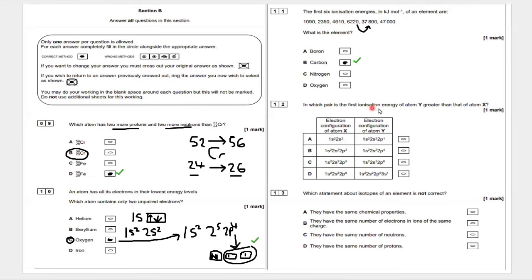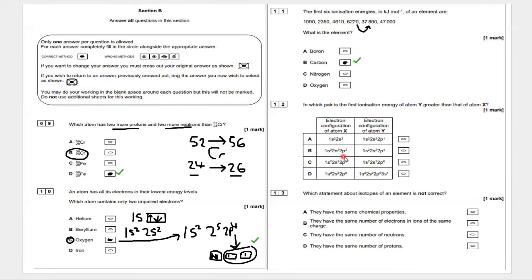12. In which pair is the first ionization energy of Y greater than that of X? So what we're looking at here is we're trying to compare Y to X. And we look at A and we say, if you were trying to steal an electron from A, you've got to break into a full 2s orbital. If we look at Y here, you've got a lonely little electron in the 2p orbital. So that's going to have a lower ionization energy than X. So the answer is not A.